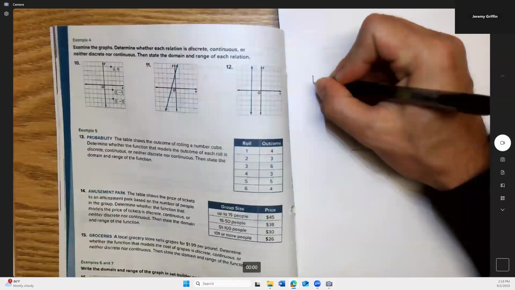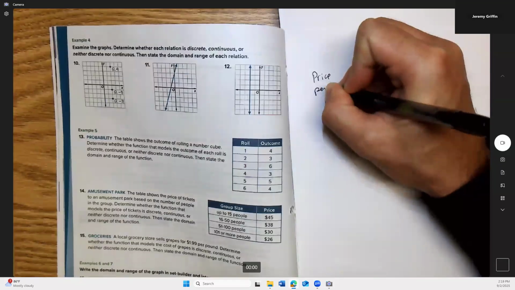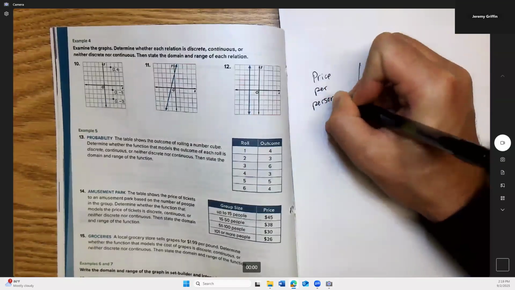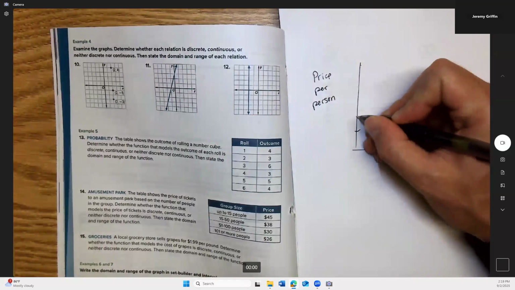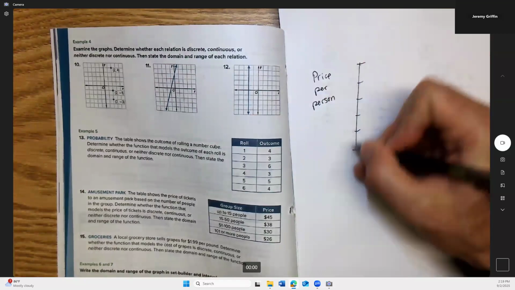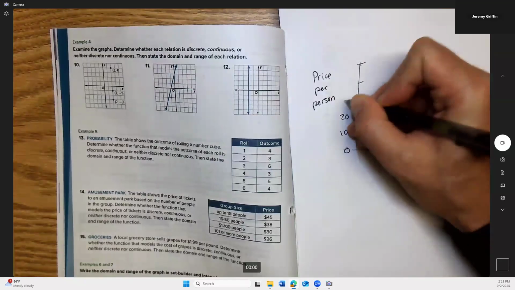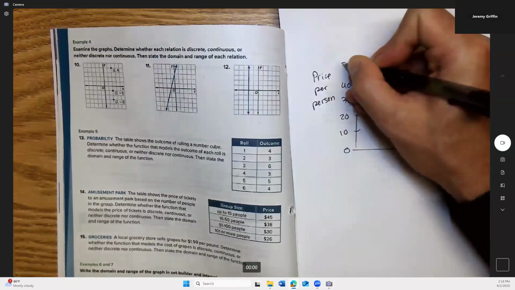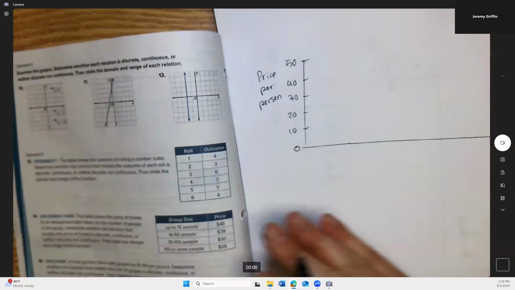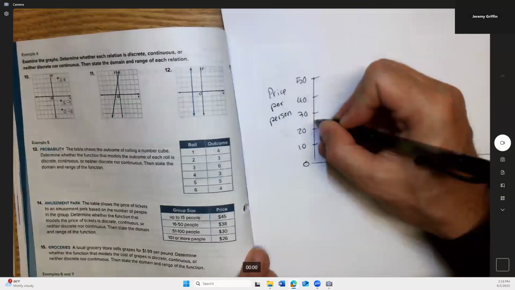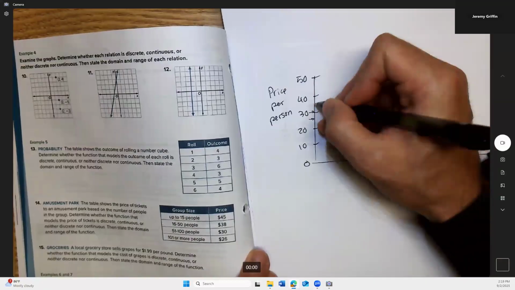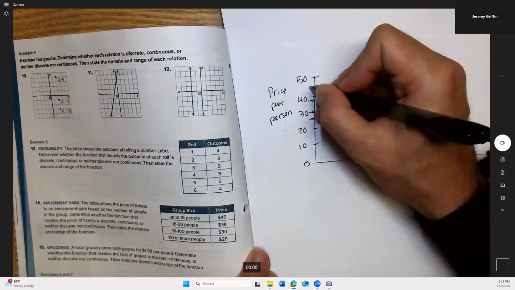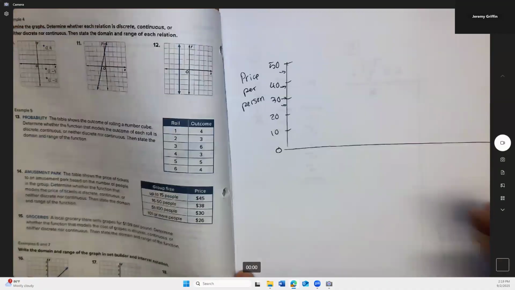Okay. Price per person. I had this label too close. No, okay. Let's just scale this normal. Let's go 0, 10, 20, 30, 40, 50. Of course, the special prices are, looks like $26, which is right about here. Bing, 30, bing, 38, bing, and 45, bing. Right, those 4 values. Okay.